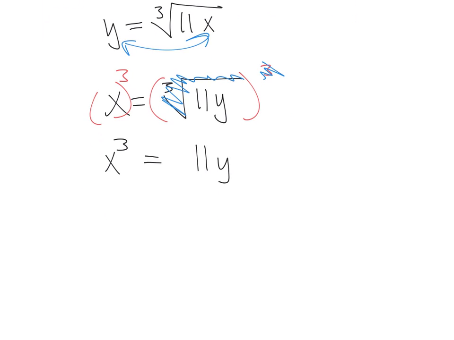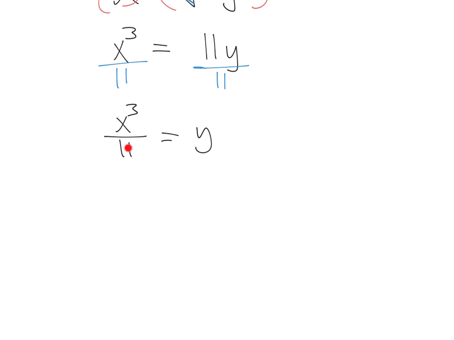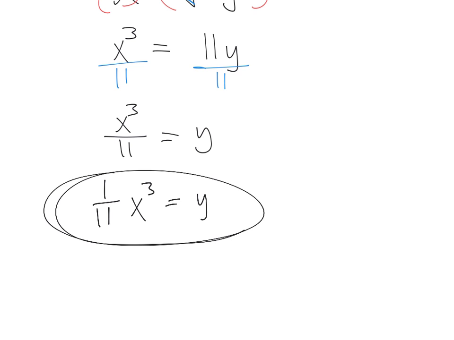And now we want that y to be all by itself. So we're going to divide both sides by 11. And you end up with x cubed over 11 is equal to y. And there's your answer. Now, another way you could have written this left side is 1/11 x cubed is equal to y. So either of these technically would be correct.